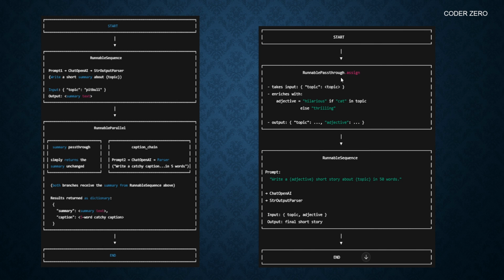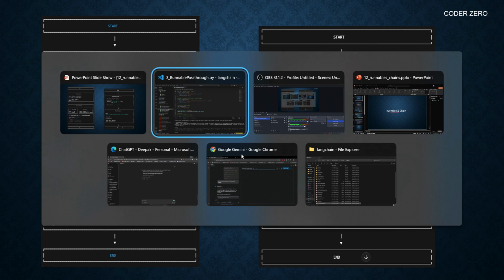Similarly here we receive the input using runnable pass-through .assign. What we are doing here is, if the topic is cat, add the adjective key that is hilarious. If it is other than cat, add the adjective key that is thrilling. So in topic we have the text, and in adjective we have either hilarious or thrilling based on this condition. And then we'll pass that to the runnable sequence and get the output. So here we are just passing the input as it is without any changes, but here we are changing the input based on a condition. Now let's see this in action.